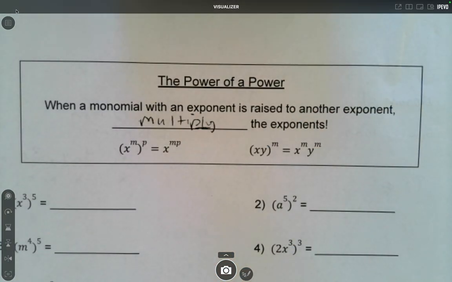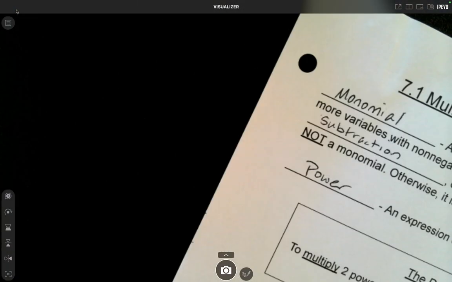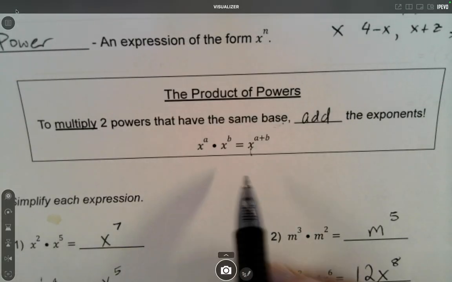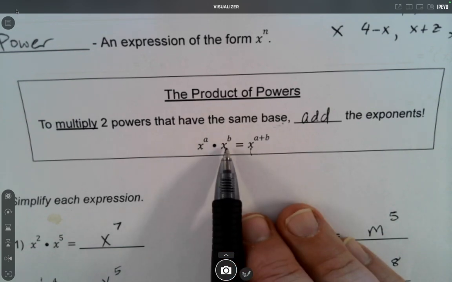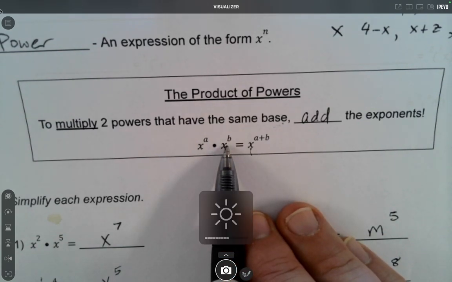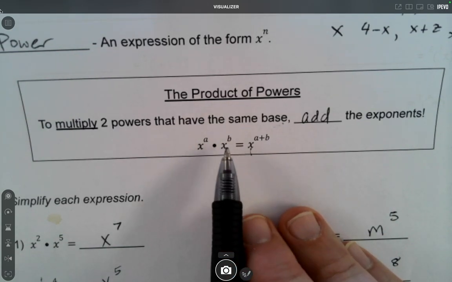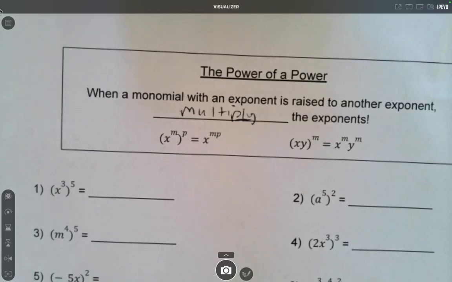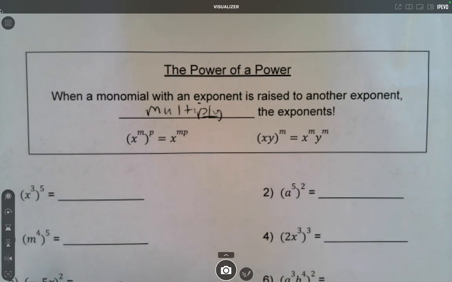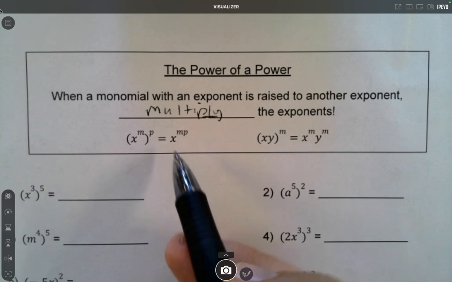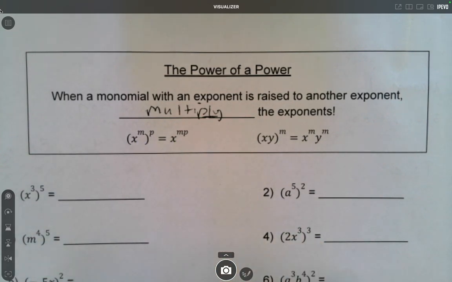So I want to make sure you see the difference between these two. This rule, we had 2 bases. Now they're the same base, but I'm just saying there were 2 terms being multiplied together. There are 2 terms being multiplied together. Here, there's just 1 term, but it has 2 exponents. So when there's 2 exponents like this, instead of adding them together, you multiply them together.